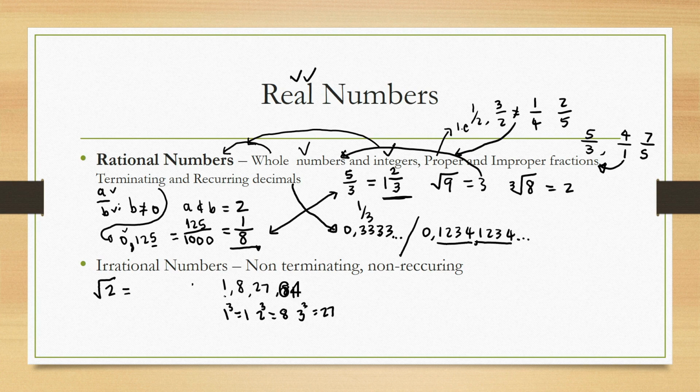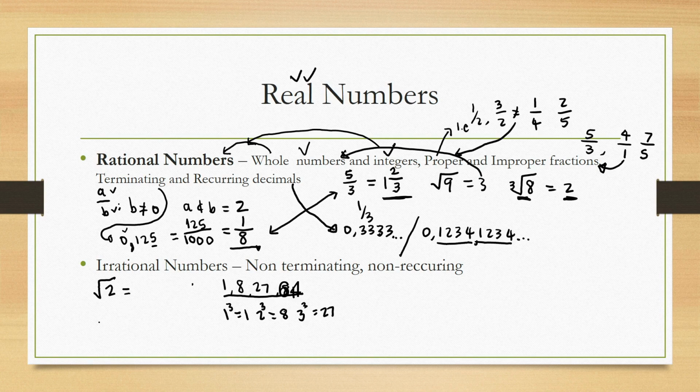Now these numbers here, we call them perfect cubes because there's a number that you must take and then cube in order to get them. However, if you take any number that is not a perfect cube, that will always give you an irrational number. Remember we said a perfect cube will always give you a rational number, but a number that is not a perfect cube will always give you an irrational number.